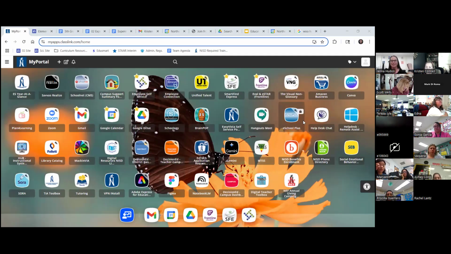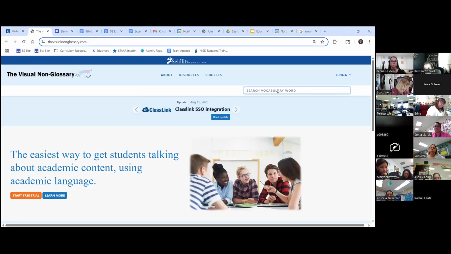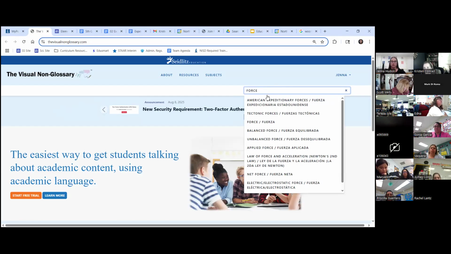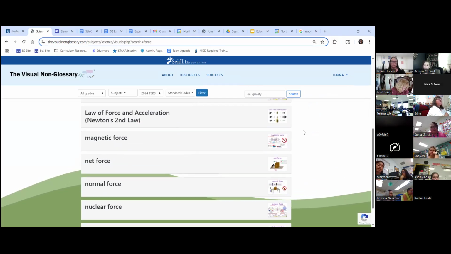So here in the portal, this is my screen, so your portal might look a little bit different. The visual non-glossary icon is right here. And so you would open up visual non-glossary, and then like the one that we had was force, you just simply go to the search right here, type in force. You're going to want this science version. You see all sorts of other ones pop up, right? Notice here you could also search by subject, so you don't have that happen to you. And then when you click on it, you're seeing all of these that are force.